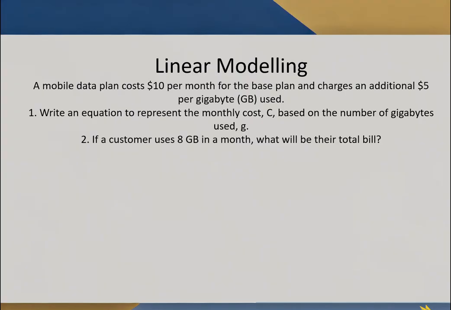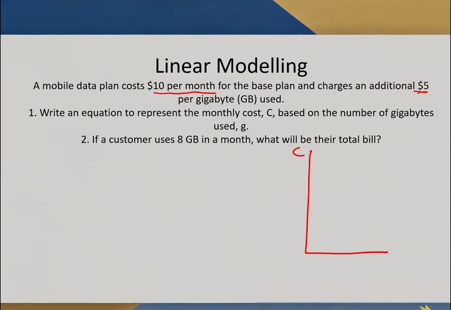A mobile data plan costs $10 per month for the base plan and charges an additional $5 per gigabyte used. Write an equation to represent the monthly cost. So first thing, $10 per month for the base plan and charges $5 per gigabyte used. So this is referring to your monthly cost now.